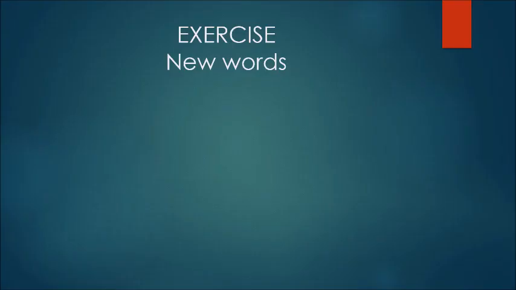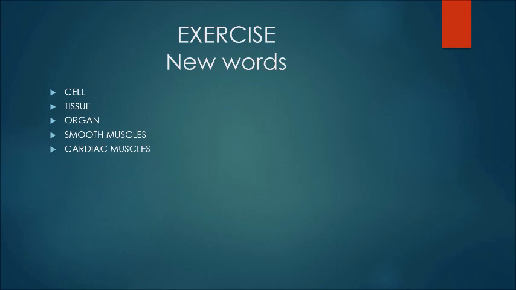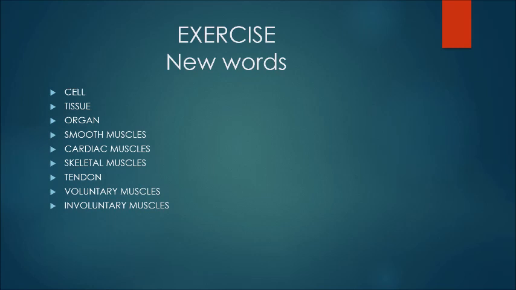In the exercise, we are going to do, first of all, new words. Number 1, cells, tissues, organ, smooth muscles, cardiac muscle, skeletal muscle, tendon, voluntary muscles, involuntary muscles, intestine, joint, ligament.